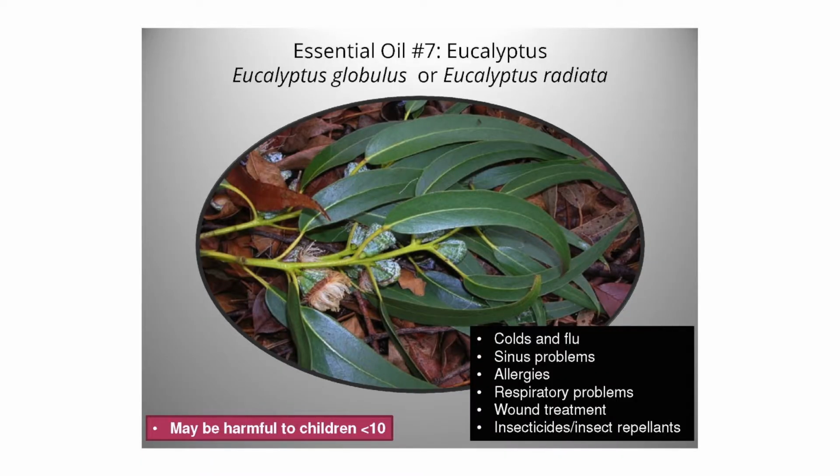Number 7 is eucalyptus. And now we're back to the ones where you're like, oh, you got to have eucalyptus in your collection. Most commonly used for colds and flu. This is one you want to be careful to use around children. It can be used, there are dilutions that can be used for children if you're nervous about using it around children. A great alternative is cedarwood.